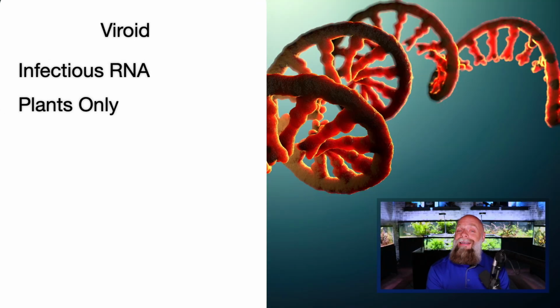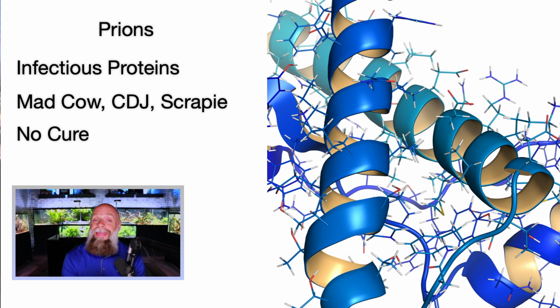Now, a couple of the lesser known infectious agents. One is called a viroid. This is even smaller than a virus. It is infectious RNA. RNA is a type of genetic material that we talk about in a future video. And the viroids only infect plants. And then we have the infectious proteins. Yes, there are proteins that are infectious. The prion proteins are very unusual because we actually have a normal version of this protein in our brains.